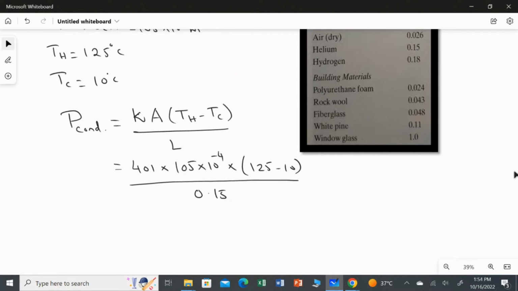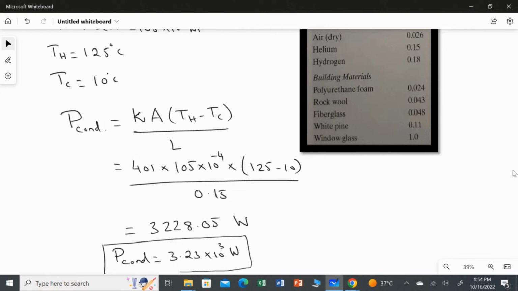401 multiplied by 105 times 10 to the power of minus 4, multiplied by 125 minus 10, divided by 0.15 gives the answer of 3228.05, and the unit for the conduction rate is watt. So better I write the value in terms of power: 3.23 multiplied by 10 to the power of plus 3. So this is the answer for the first question.